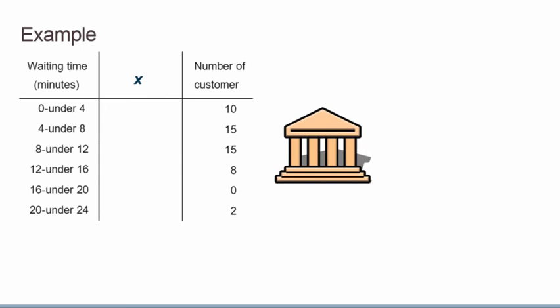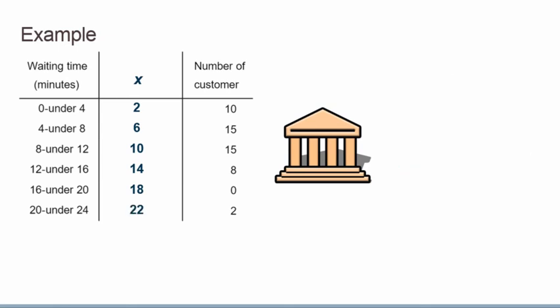0 plus 4 divided by 2 is going to give me 4 over 2, which is 2. 4 plus 8 divided by 2 is going to give me 12 over 2, which is 6. 8 plus 12 is 20, divided by 2 is 10. 12 plus 16 is 28, divided by 2 is 14. 16 plus 20 is 36, divided by 2 is 18. 20 plus 24 is 44, divided by 2 is 22.